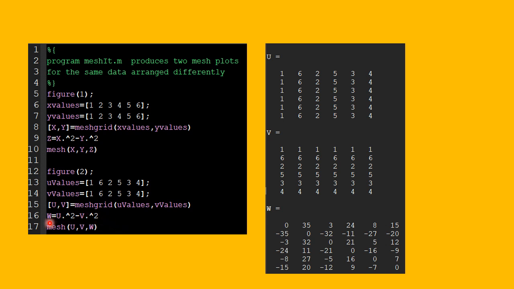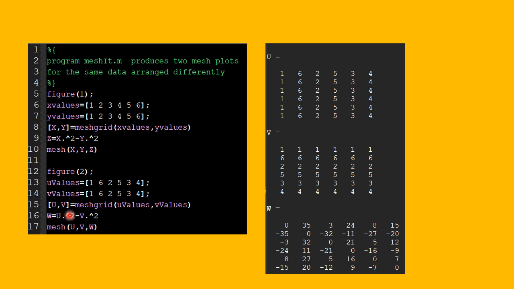Then we're going to execute W equals U squared minus V squared, which is analogous to what we had up here, Z equals X squared minus Y squared. Only we're calling things U, V, and W instead of X, Y, and Z. And we just changed the order of those same numbers in these two arrays. And so W is going to have the same values as Z, but are they in the same places in that two-dimensional array? And what will that do to our graph when we look at mesh uVW?